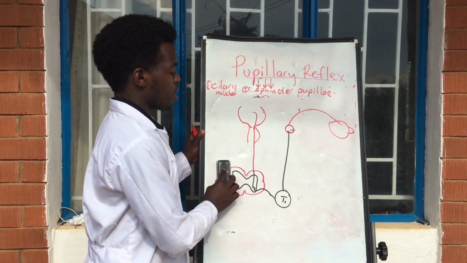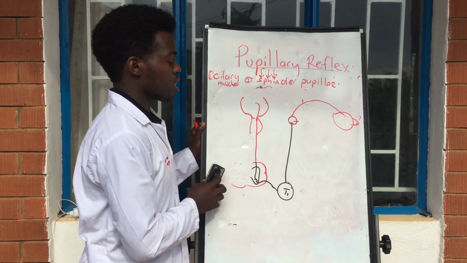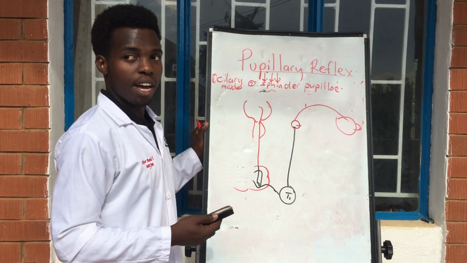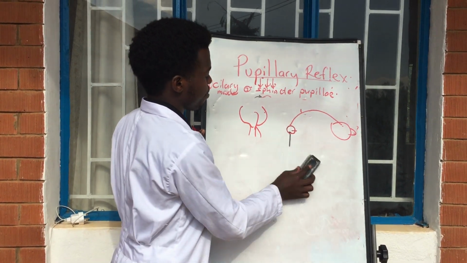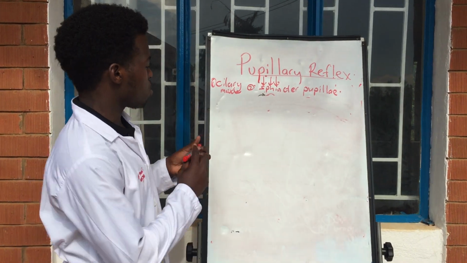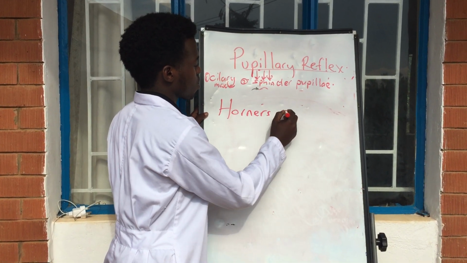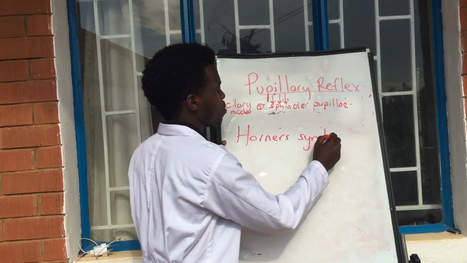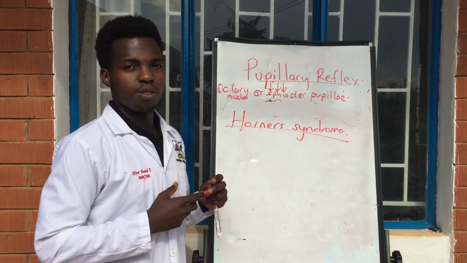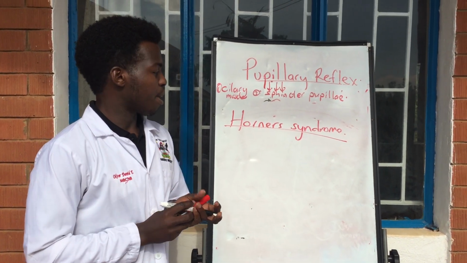Now, assuming there is a defect, that is what we call Horner syndrome. Horner syndrome results from a defect in the sympathetic innervation of the eye. So let's look at Horner syndrome. What is Horner syndrome? It results, as I said, from damage to the sympathetic supply of the eye.